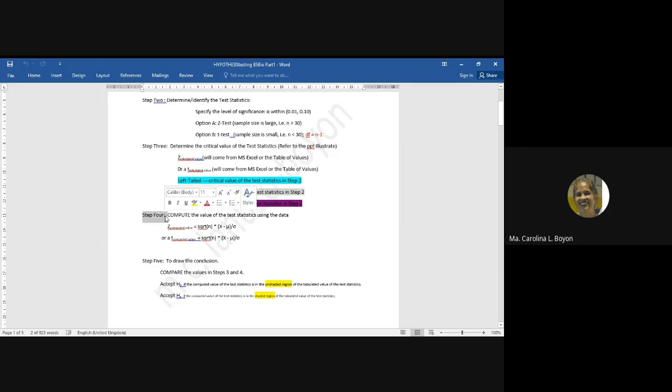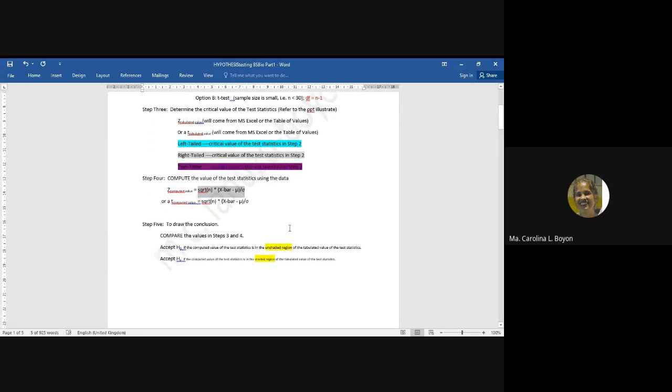For step four, we now have the empirical value, which will require computation based on the results of your study. So the z-test will be the square root of n times the quantity x minus mu over sigma. Okay? And in here, let me make the correction. This should be x bar, which is the mean, and then minus mu over sigma. So if you notice, for the z computed and the t computed, we have the same formula, okay? But it will now be dependent on the results of your study.